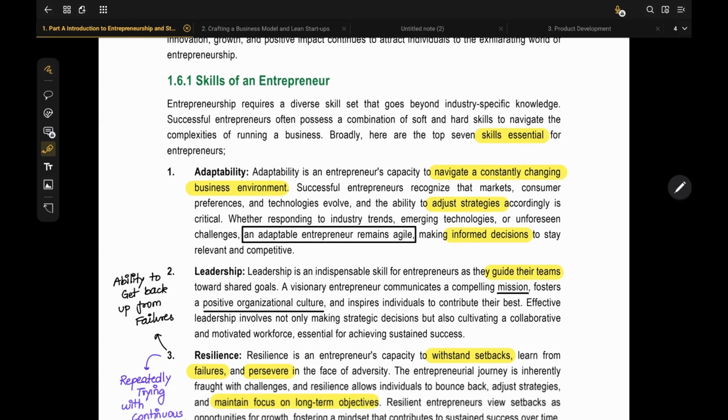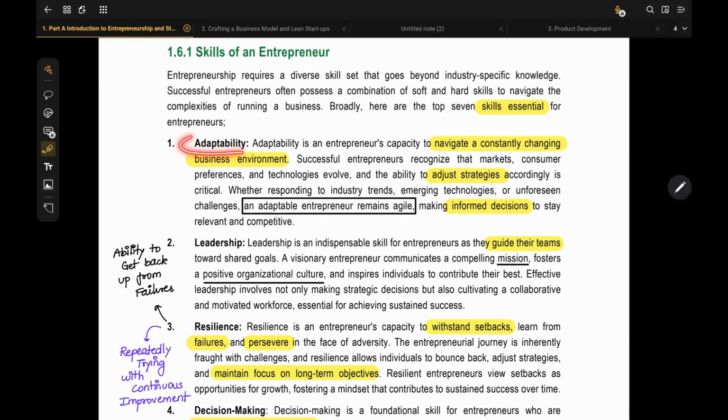Okay, and then skills of an entrepreneur. What are all the skills required for an entrepreneur? Adaptability, as I already said. He should change quickly according to market trends and the environment. He should change the strategy and make proper decisions. He should be an adaptable entrepreneur. He should be agile, making decisions quickly and responding to customer feedback quickly. He should respond to market trends so that he does not become outdated.